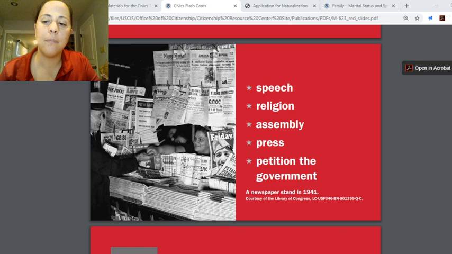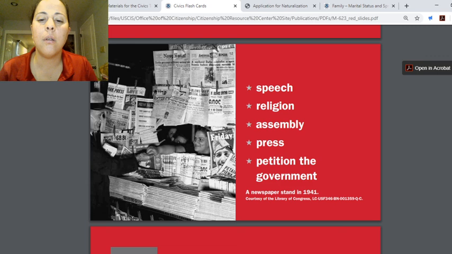Freedom to petition the government. For example, we have the freedom to question the government, okay? We have the freedom to ask the government to change something. So remember, if the officer asks you, what is one right or freedom from the First Amendment, you answer one, pick one: speech, religion, assembly, press, okay, pick one.